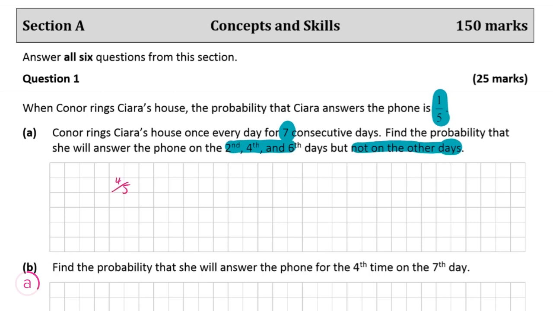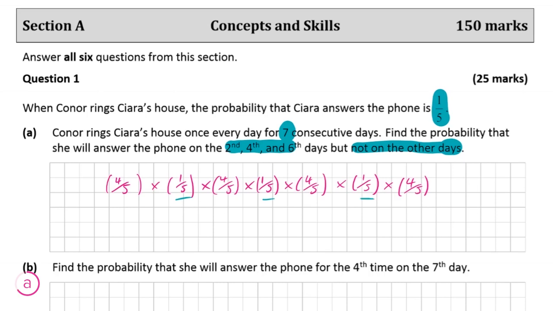So for the first day, the probability that she won't answer the phone is 4/5, of course, and we need that to be true. We also need her to answer on the 2nd day, so that's going to be 1/5. And we're just going to keep going through that process for all 7 days, and then see what our fraction is going to be at the end. So that is going to look like this. So she answers on the 2nd, 4th and 6th days, and everything else is just her not answering.